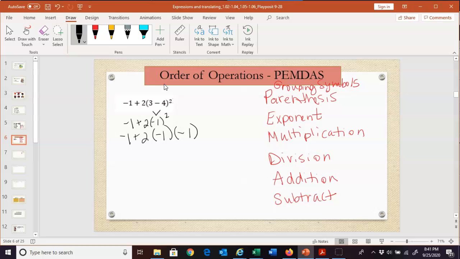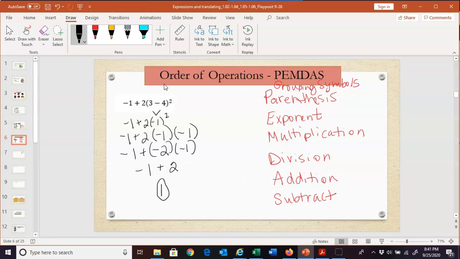All right, going down the list, we have multiplication. So here, when you start doing multiplication, it's good to work left to right, like when you're reading a book. So 2 times 1 is -2. And -2 times -1 is a +2. Now we can do addition and subtraction. -1 plus 2 is 1.